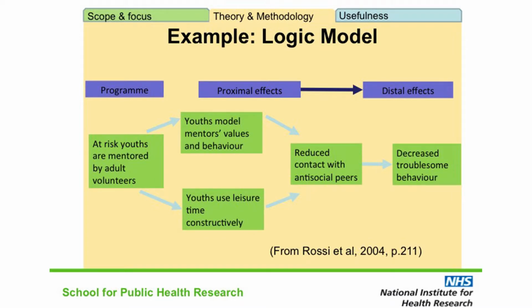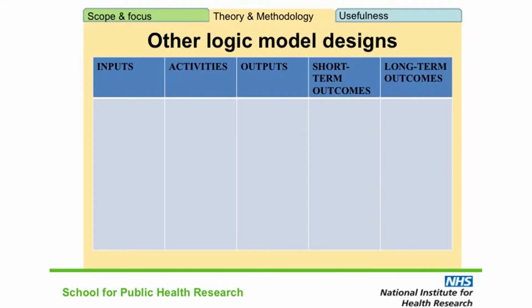So here's an example of a fairly basic logic model. We see the program is at-risk youths being mentored by adult volunteers. We see there are two proximal effects that are expected. The youths might model their mentor's behaviour, or they might use their leisure time more constructively. This is intended to result in reduced contact with antisocial peers and then ending up in decreased troublesome behaviour. And here's another potential logic model design where it's just columns with headings used to link statements.